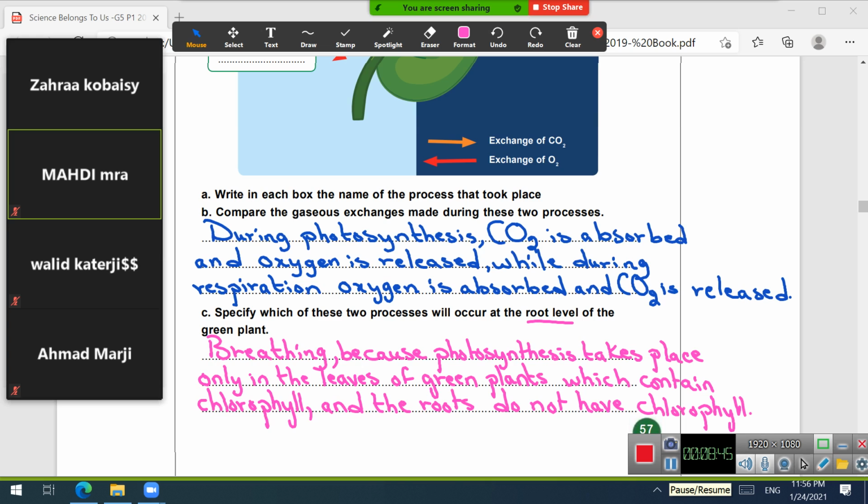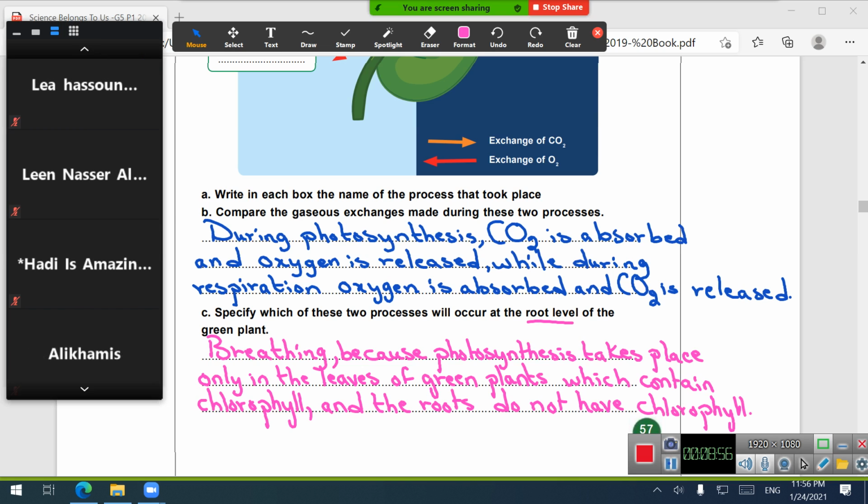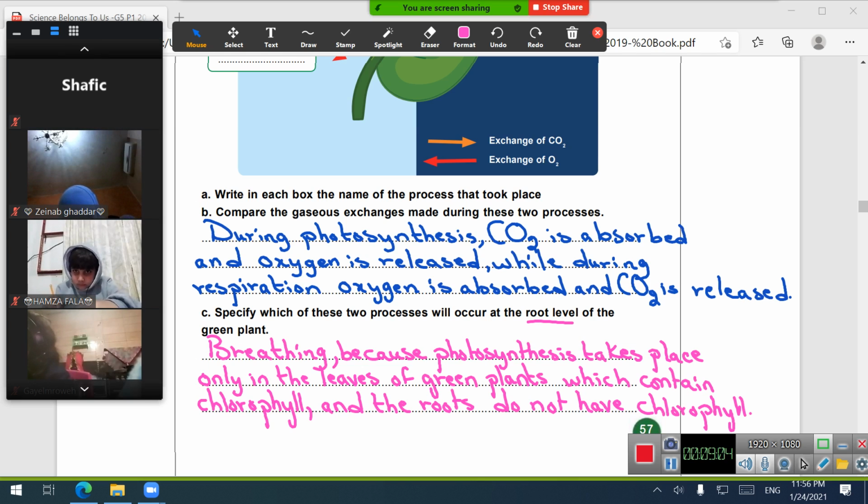So the full answer is as follows. Respiration is the process which occurs at the root level of the green plant because, as we know, photosynthesis takes place only in the leaves of green plants, which contain chlorophyll, and the roots don't contain chlorophyll. This is all about page 57 for today.